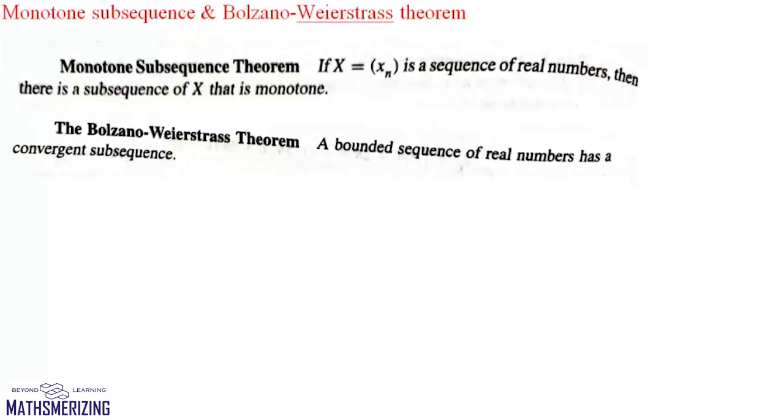Now in sequences, there are two more theorems, and the first one is the monotone subsequence theorem, which says if x is a sequence of real numbers, then there exists a subsequence of x that is monotone. So every sequence of real numbers will always have a subsequence which is monotonic. And the next one is the Bolzano-Weierstrass theorem, and it says a bounded sequence of real numbers has a convergent subsequence. So if the sequence is bounded, then it will always have a subsequence which is convergent. So these are two theorems for subsequences.